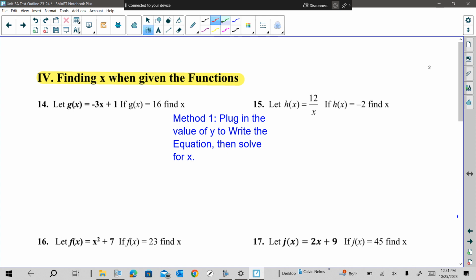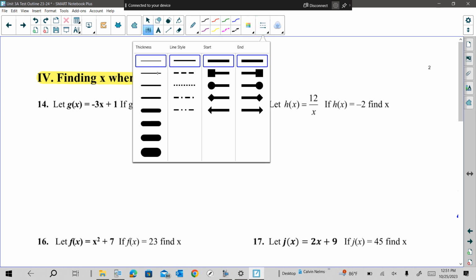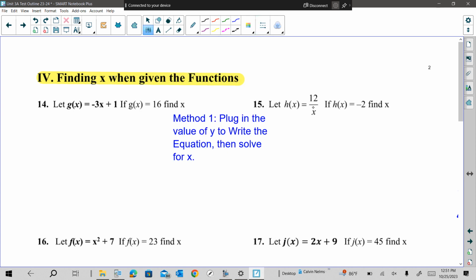If you look on 15, h of x equals 12 over x. If h of x equals -2, remember, this is like a y. This is our output. I'm going to plug this number back into the function to write the equation. I'm not plugging it in for x, I'm plugging it in for the y. So the equation here would be -2 equals 12 over x.